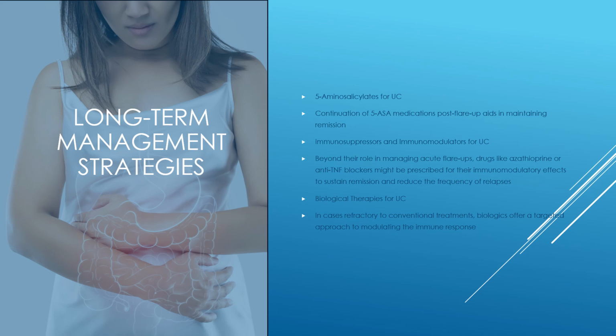5-aminosalicylates, 5-ASA, for UC. Continuation of 5-ASA medications post-flare-up aids in maintaining remission. These drugs serve as a fundamental component of long-term management for their ability to mitigate inflammation and prevent recurrence. Immunosuppressors and immunomodulators for UC. Beyond their role in managing acute flare-ups, drugs like azathioprine or anti-TNF blockers might be prescribed for their immunomodulatory effects to sustain remission and reduce the frequency of relapses. Regular monitoring for side effects and efficacy is paramount in their long-term usage.